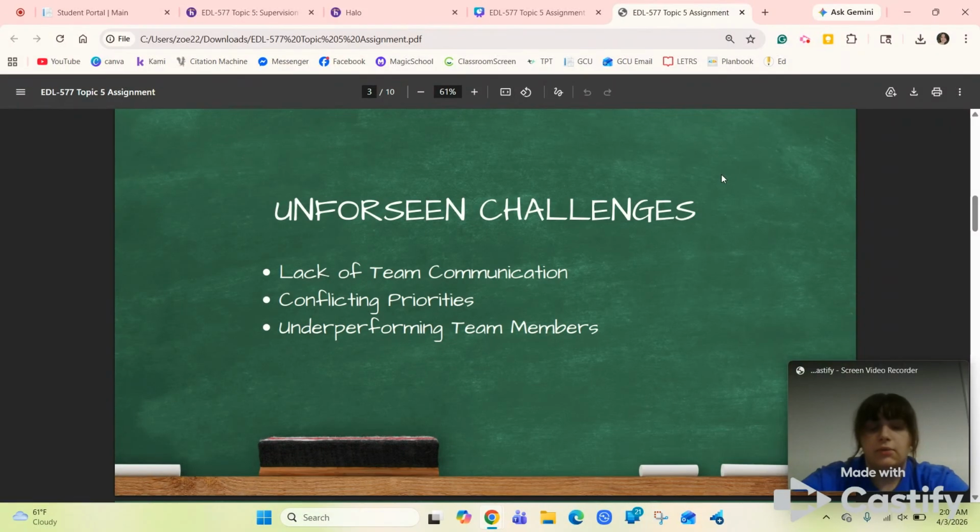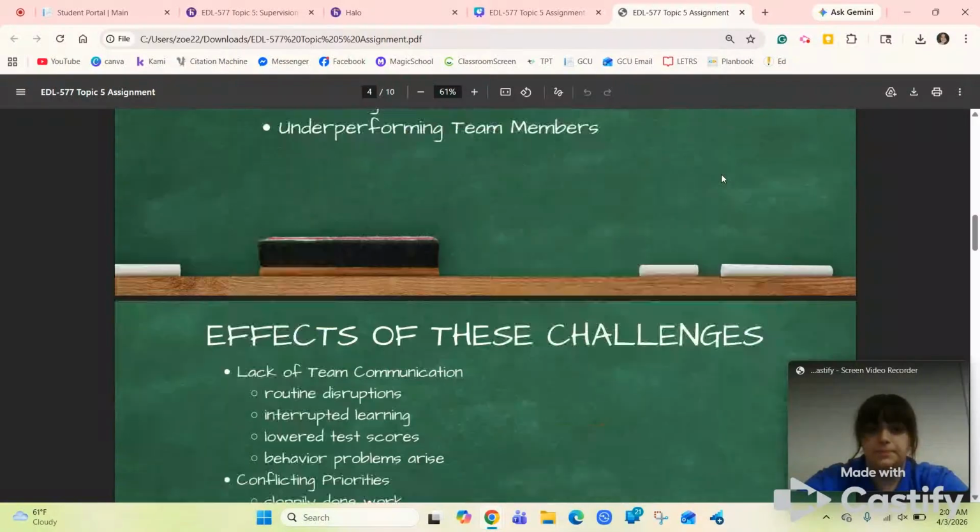So to aid these unforeseen challenges, we have come up with 3 different strategies that we are going to implement throughout the second half of this project to ensure that we are doing better by our staff, our students, and our teachers.